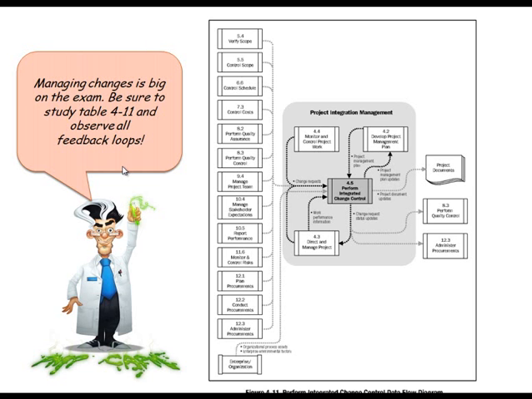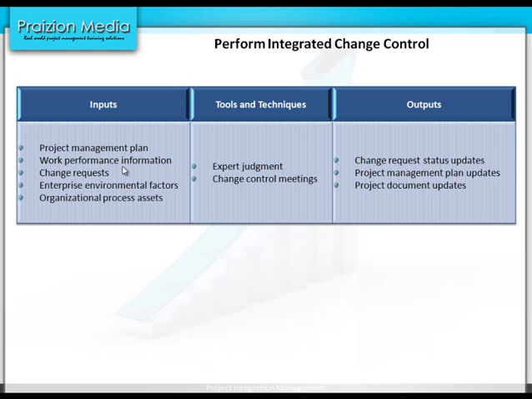Managing changes is big on the exam. For that reason, figure 4-11 should be studied and understood. Take a look at all of the inputs to perform integrated change control. Primarily, you've got change requests from so many processes. You've got your change requests going in, you've got change request status updates coming out, and those go to different processes for different reasons. And then you also have project document updates and project management plan updates. This is a pretty important table, so please take a look, read, understand.